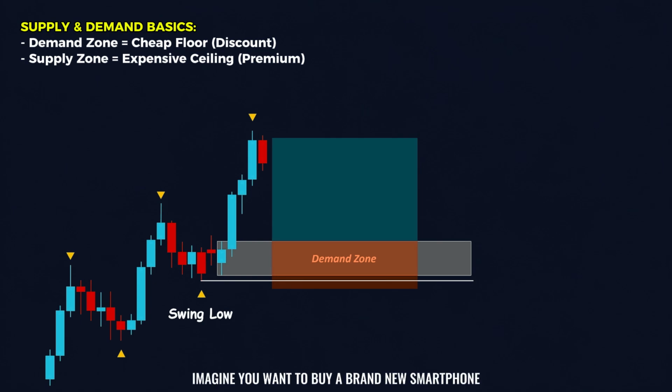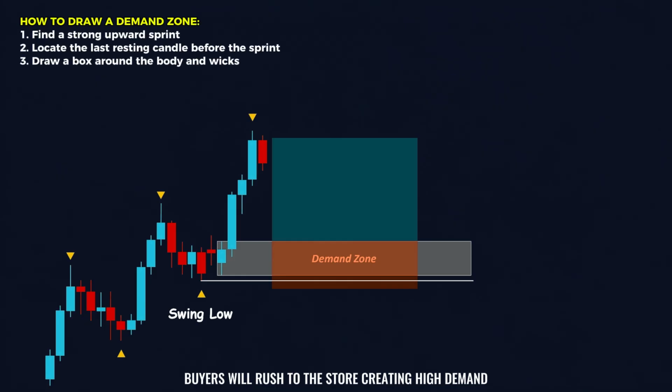Imagine you want to buy a brand new smartphone. If the store suddenly announces a 50% discount, that price level represents a massive bargain. Buyers will rush to the store, creating high demand. On our trading chart, this cheap floor is what we call a demand zone.